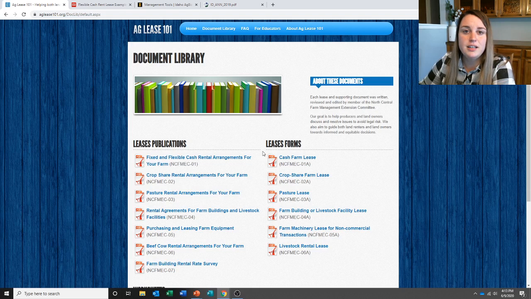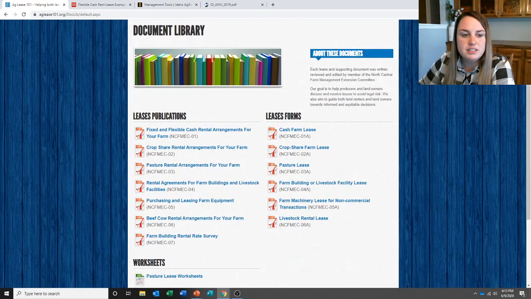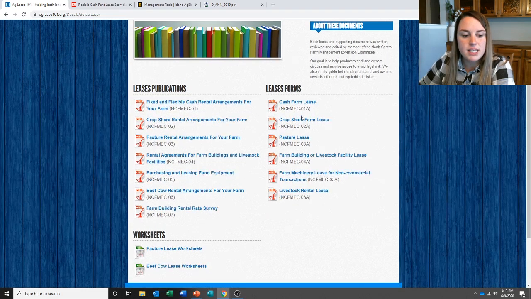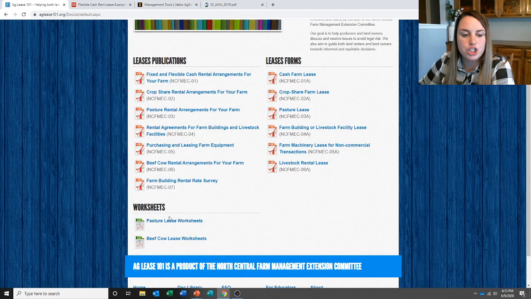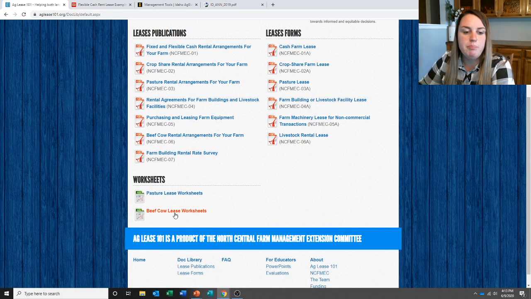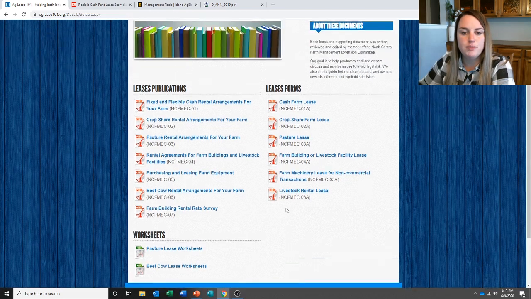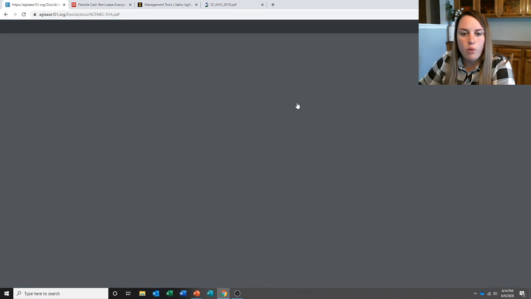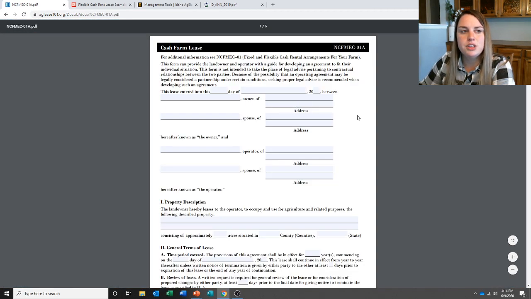I know that in Idaho, a handshake is law. However, it is best to have things written down. So there's lease publications here. There are lease forms, and then we even have some worksheets, where there's a pasture lease worksheet and a beef cow lease worksheet. And so I just wanted to go into a cash farm lease form and just to show you what that would look like.